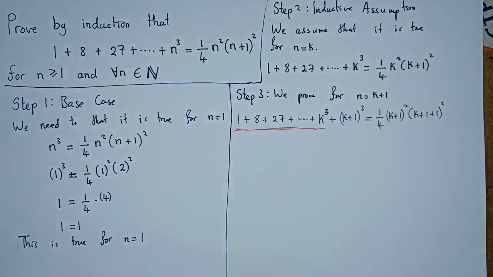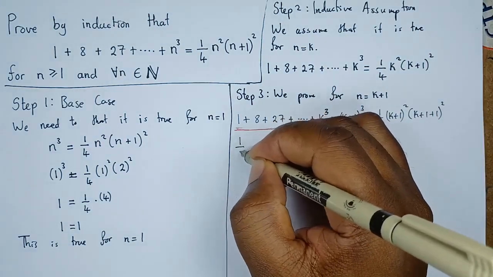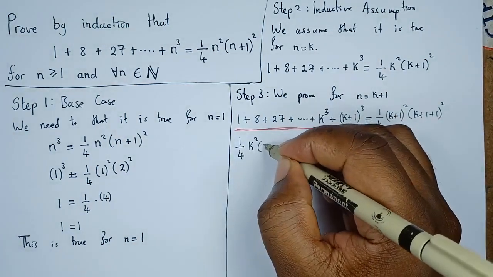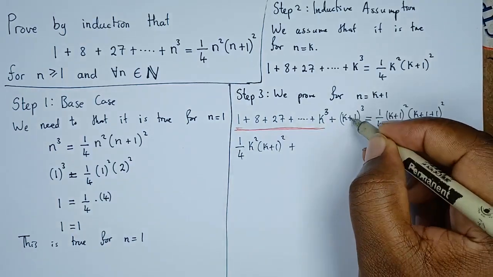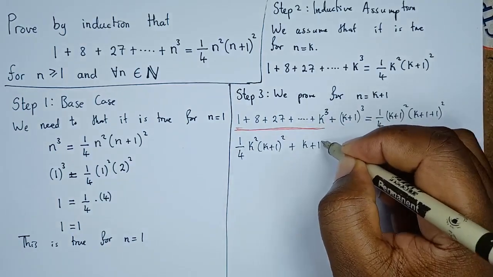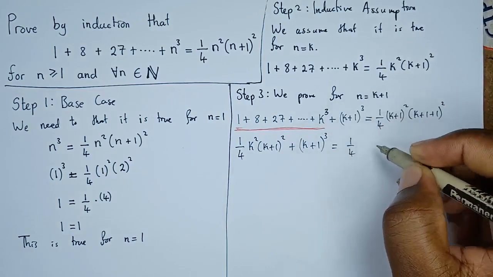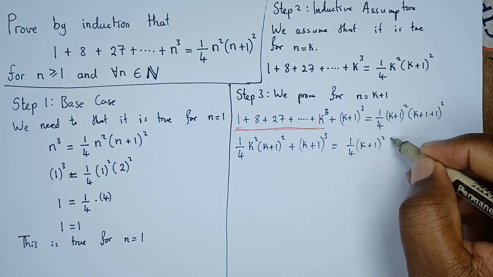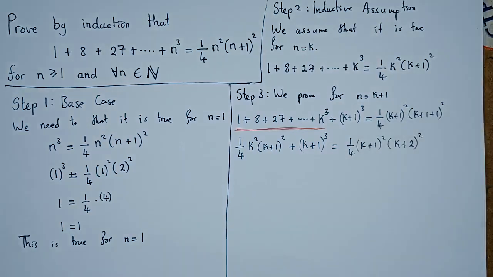Let's do the replacing. We'll have 1 over 4 k squared, open bracket k plus 1 squared, plus this term here, which is k plus 1 to the power 3, which is equal to 1 over 4 k plus 1 squared, open bracket k plus 2 squared.